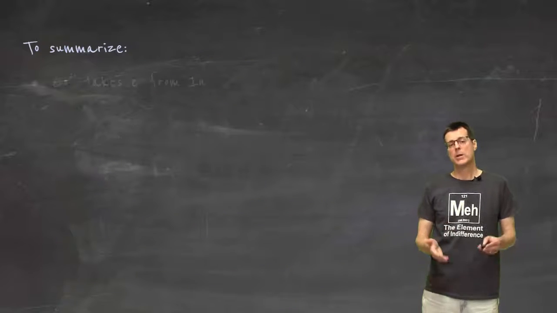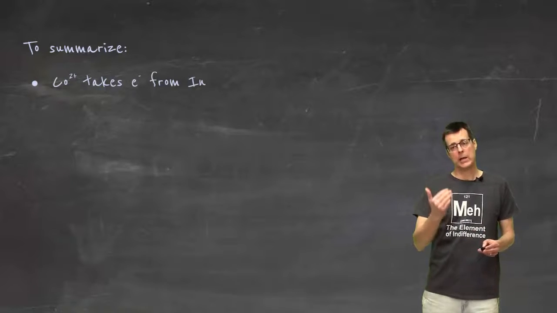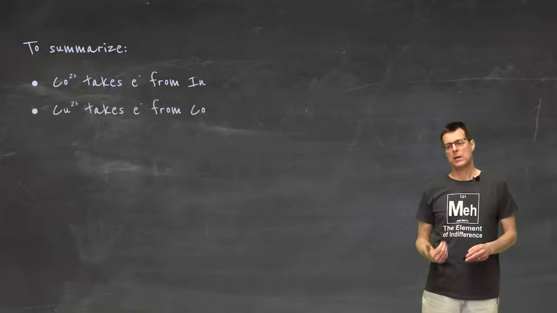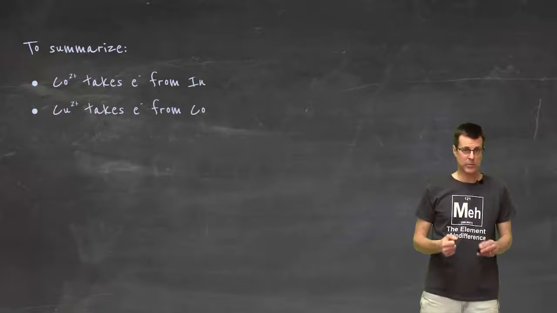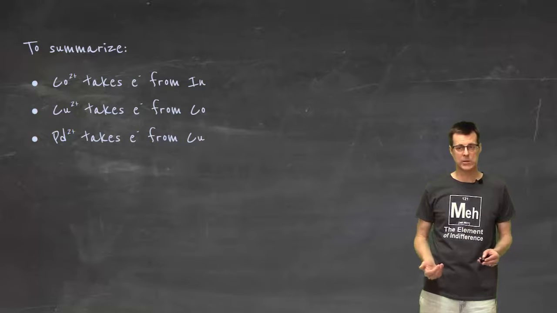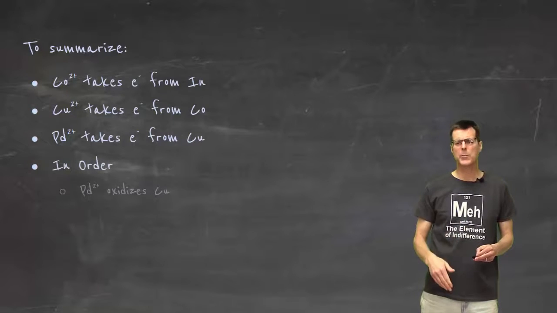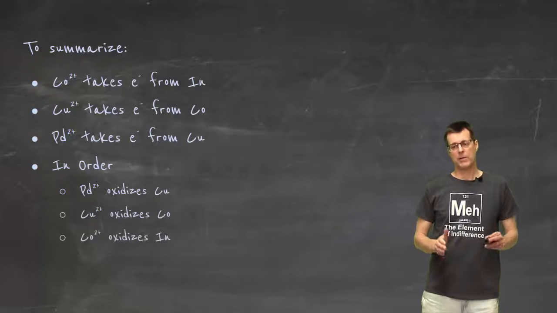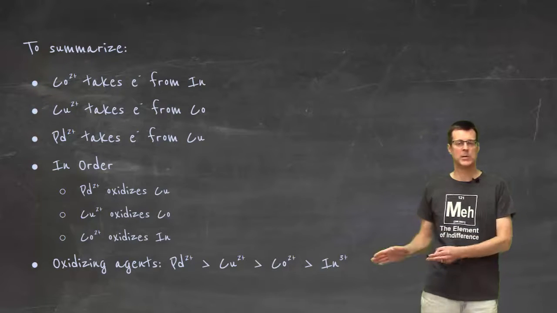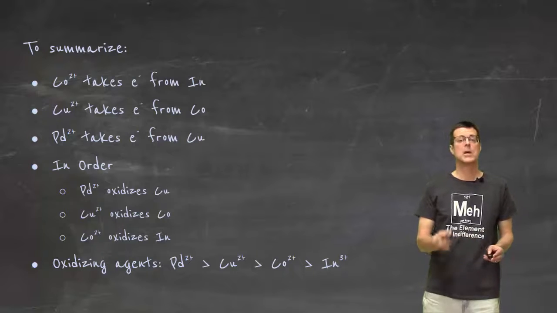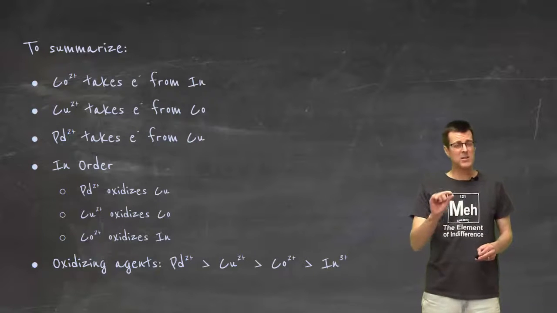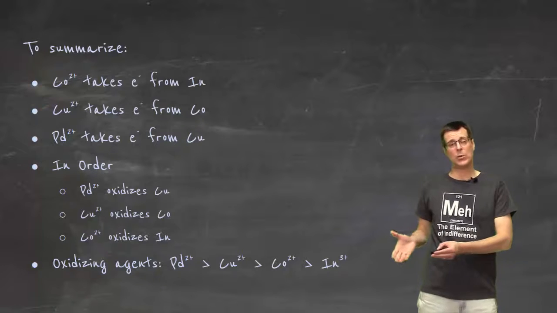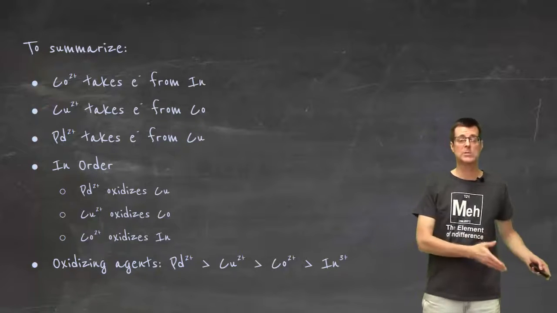Okay? So now what I can do is jump to my summary: cobalt takes electrons away from indium, copper takes away electrons from cobalt, palladium would take away electrons from copper. And if I put them in order in terms of which oxidizes which, then I have this. And then to put them in an order as oxidizing agents, this time I'm focusing on the ions first. Again, it doesn't really matter. The thought process is the same. I chose to go with oxidizing agents rather than reducing agents.